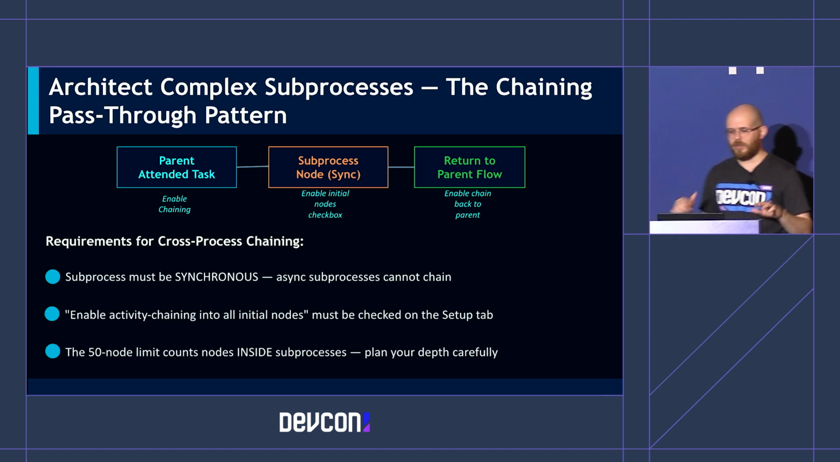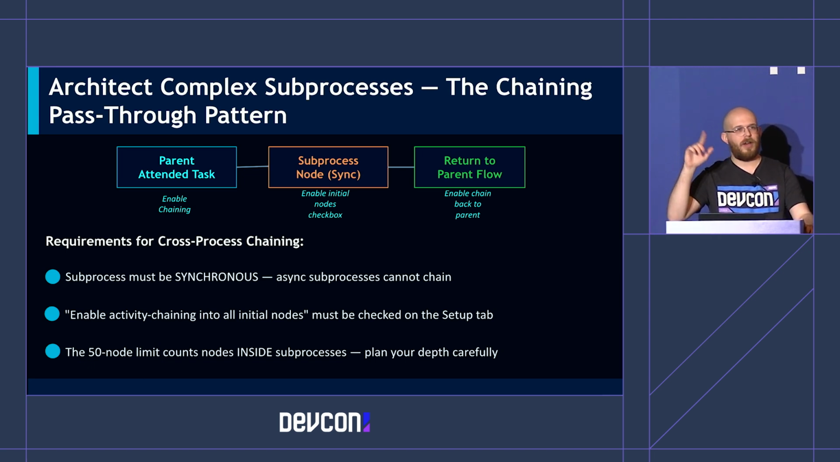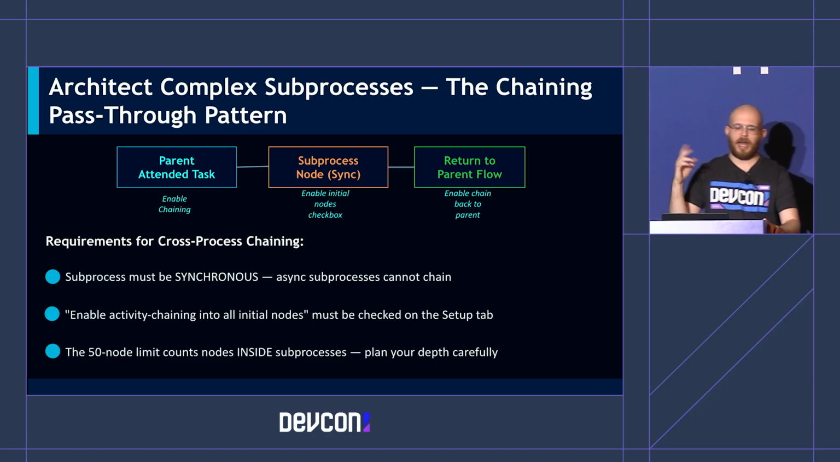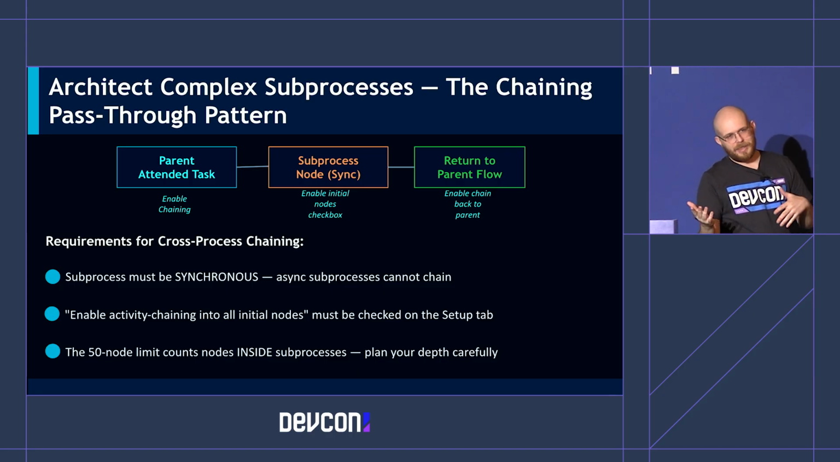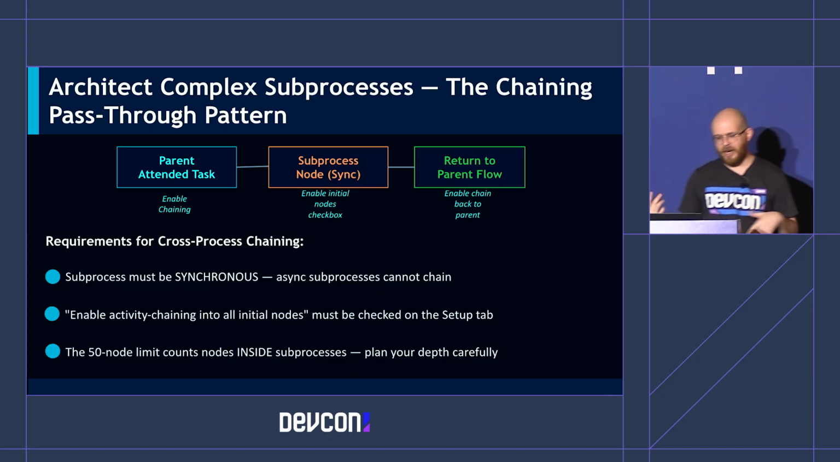Number 2 is we have to make sure that there's a little checkbox on the process form, right, or the start subprocess node that says enable activity chaining into all initial nodes. We have to make sure this is selected in order to chain into that subprocess, otherwise the chain will break.